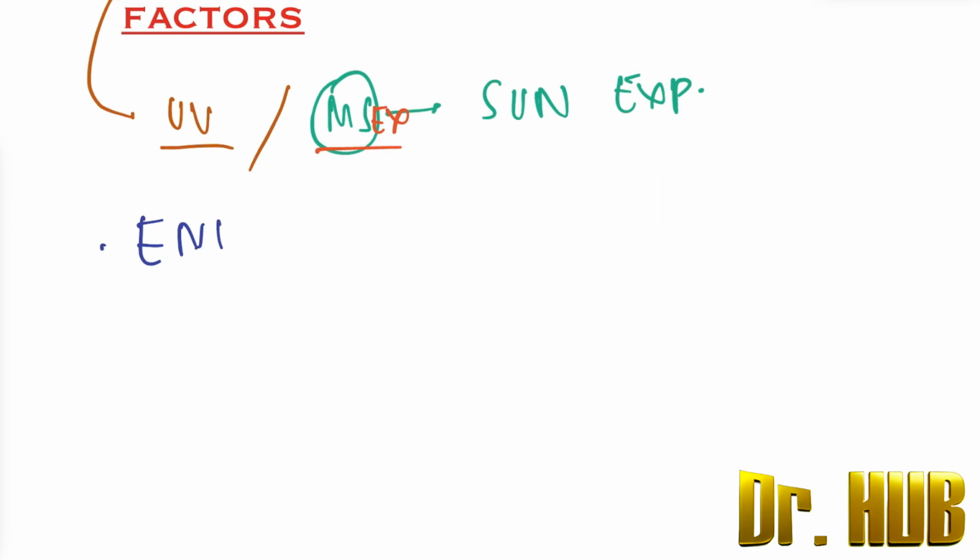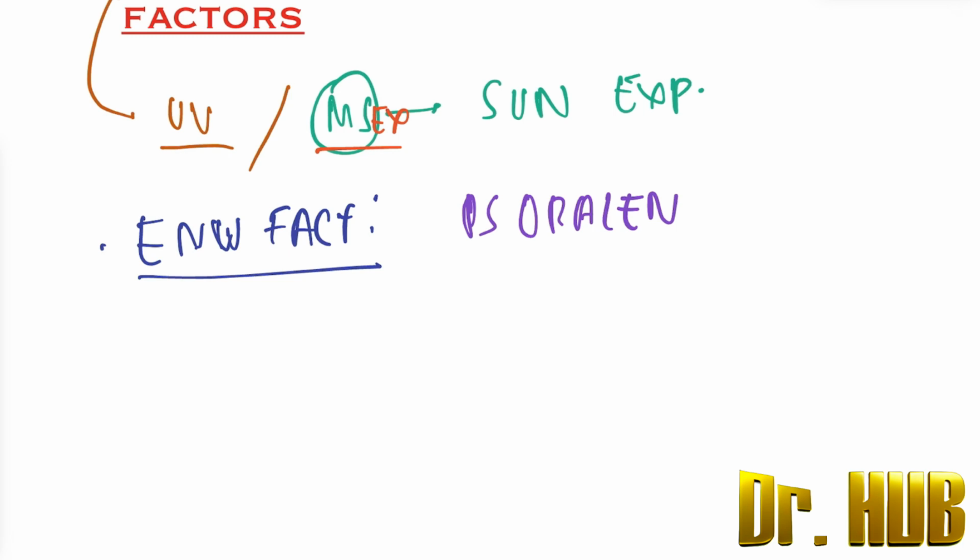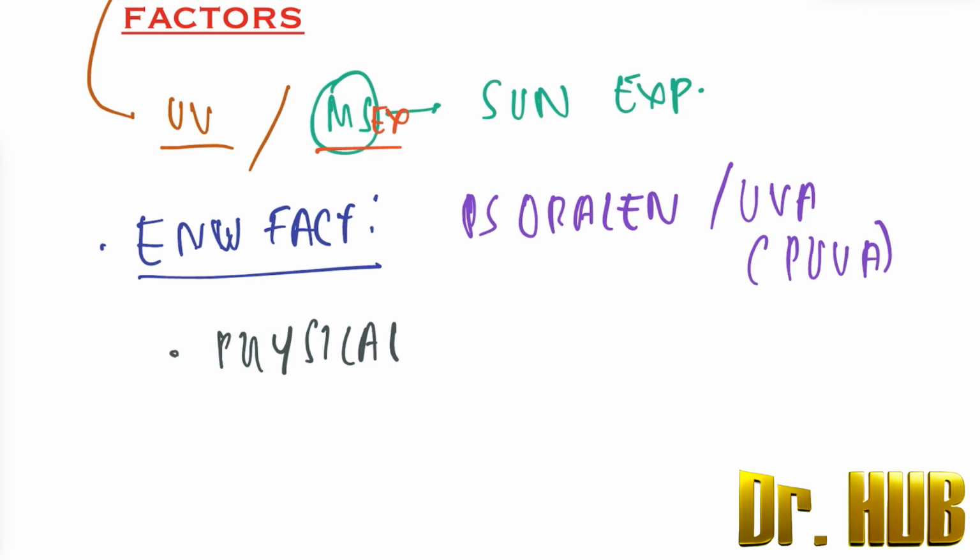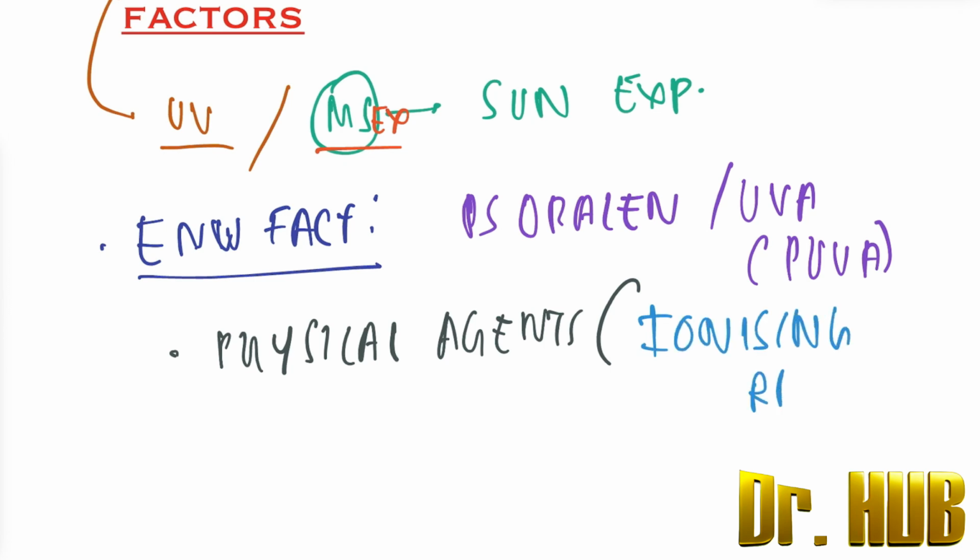Next, looking at the environmental factors. So here in environmental factors, there is psoralen as well as UVA. Psoralen and UVA is nothing but PUVA. Then there are also the physical agents, such as ionizing radiation. Then comes the presence of chemical agents, such as arsenic.